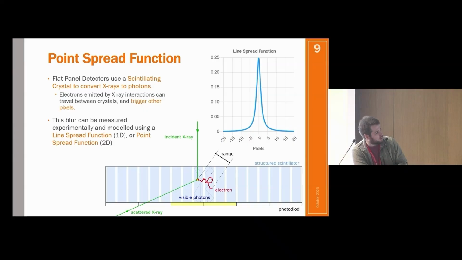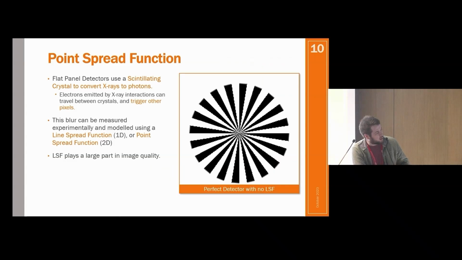If you want to convert this to a point spread function, which is a 2D version, you have to measure in both horizontal and vertical axes. The thing is, I don't see many people talking about the LSF, but it does play a huge part in image quality. If you take your perfect detector response, you get these crisp images where you're able to see the individual pixels. And if you use a real LSF, it just turns into a blur. So we swap between these. And most people think this may be your focal spot, but this is in addition to your focal spot.